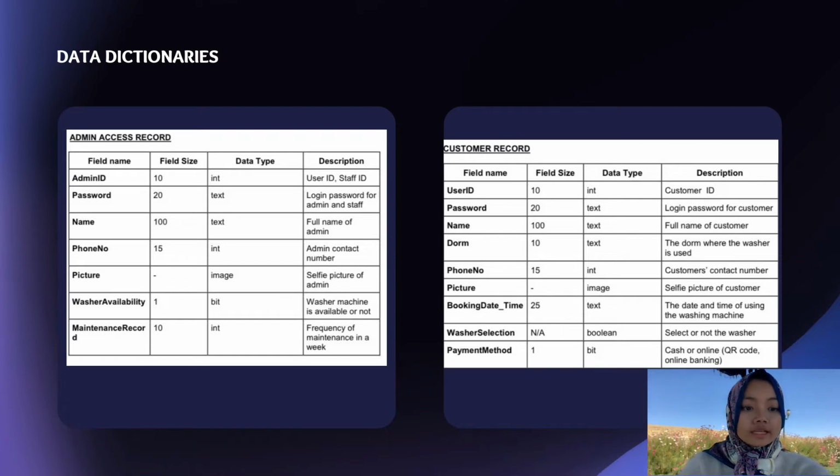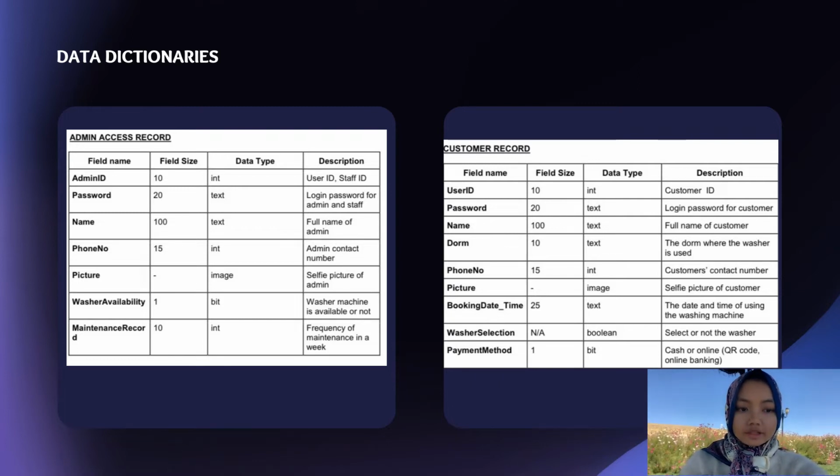So for the admin access record, we take name as an example. For the field size for the name, this is 100 because there are a variety of names, and there can be short or long names. So the data type is text because no people have a number as their name.